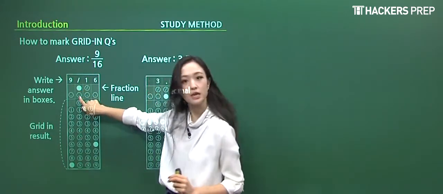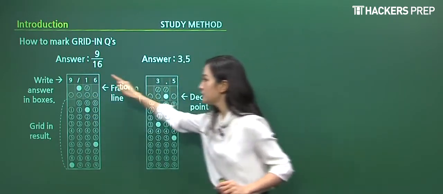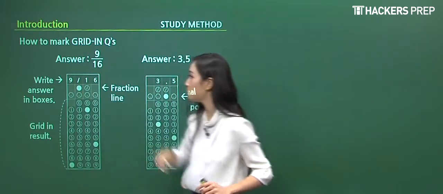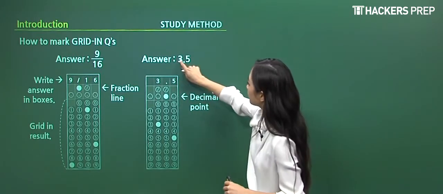There's going to be a dot representing the decimal or a slash for the fraction form. So you write a slash, you bubble it in, and there's a 1/6, and that is how you would mark your fraction form. So for the second part, a decimal, a 3.5.